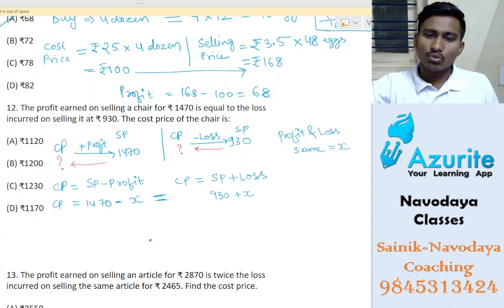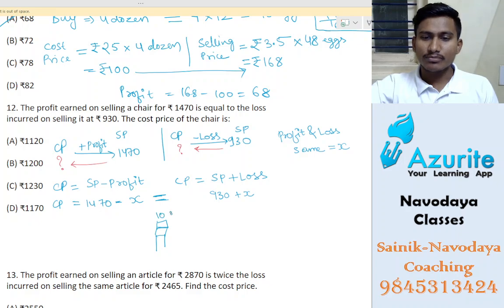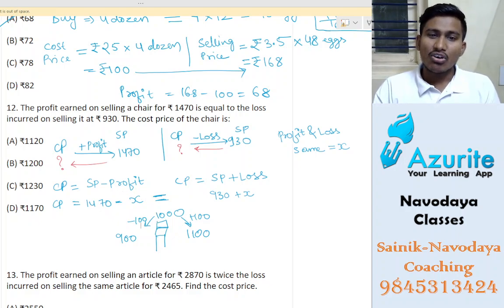Right. So if you have one chair, the cost price and the selling price is what? If the cost is 1000 rupees and you sell it for 1100, you will get how much profit? 100 rupees profit. And if you sell for 900, how much will be the loss? 100 rupees. Here also like that. The loss incurred on selling and the profit earned are equal. They are telling loss and profit are same, like this.